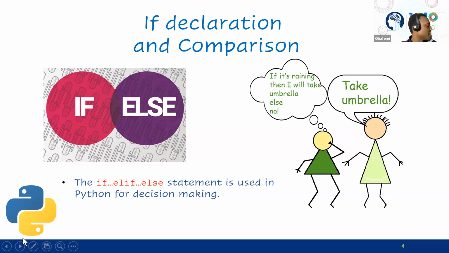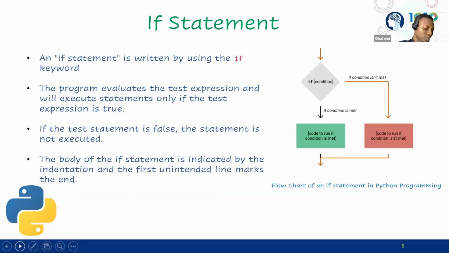So we have if, elif, and else. An if statement is used by using the if keyword. What it does is that it checks if the statement is correct. If it is correct, it's going to run. If it's not correct, it's going to run something else. So I'm going to show you how to do that using code.